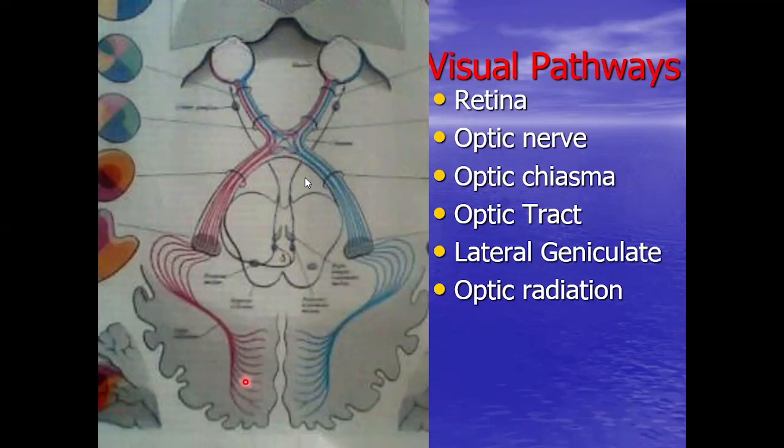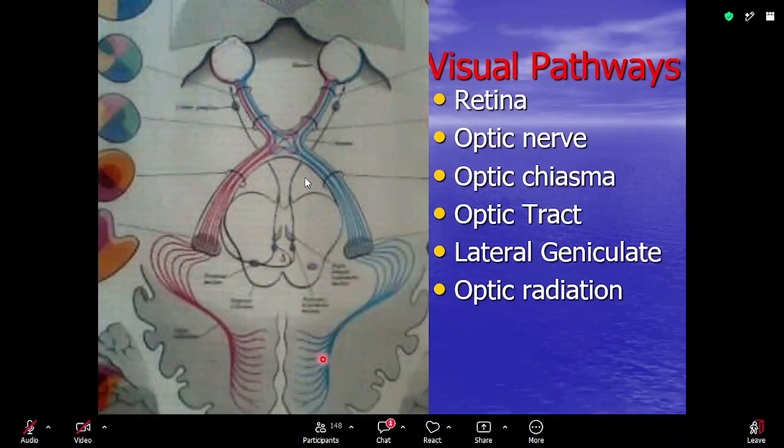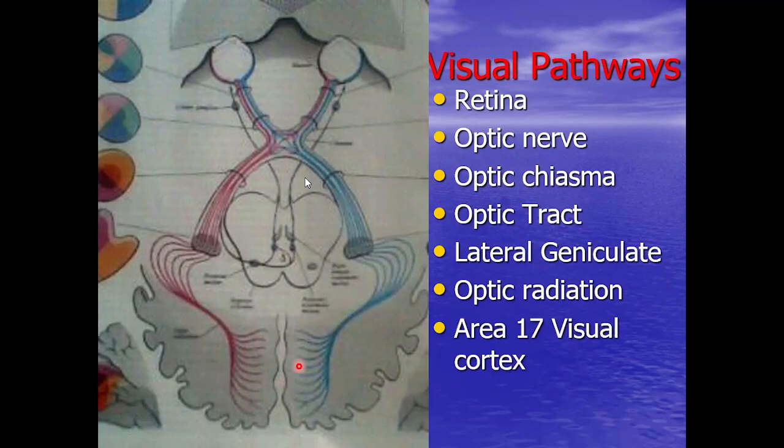And then for fibers that pass through the parietal lobe, you have inferior quadrantanopsia. This is the direct pathway for vision. Area 17, which is the primary visual cortex. From area 17, we then have some association fibers that connect to area 18 and area 19 so that you are able to recognize the object.